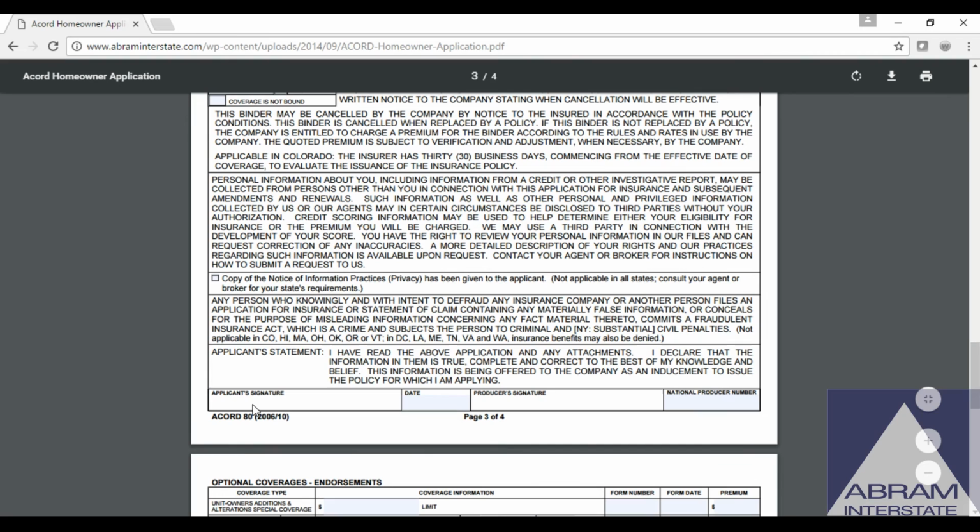The application does have a spot for the applicant's signature and the producer's signature. However, for quoting purposes, it is not required.